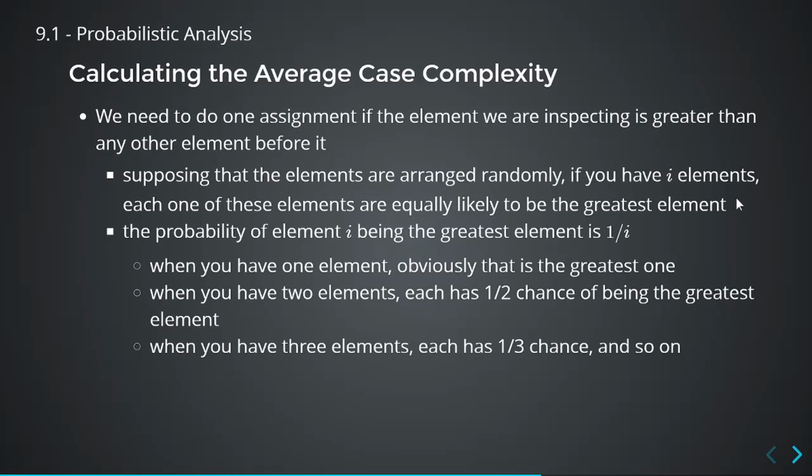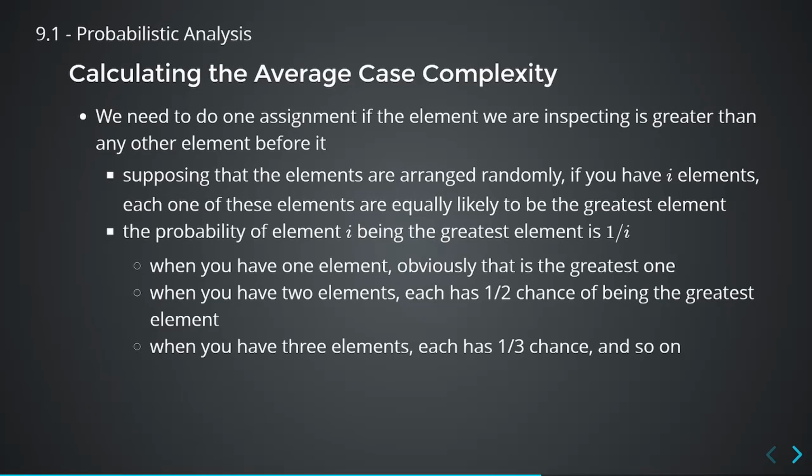So what does it mean? Okay, if you only have one element in the array, then that's got to be the largest one. If you've got two elements, then each has a 1/2 chance of being the greatest element. So with just two elements, think about the expected number of assignments that you have to do.